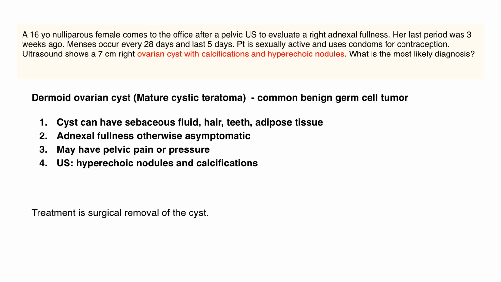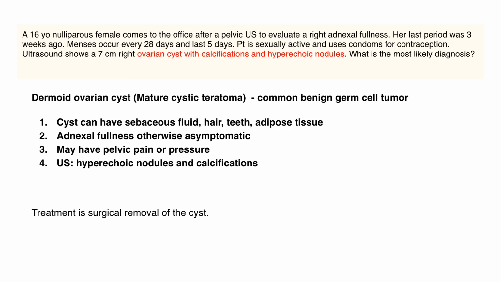So this patient has a dermoid ovarian cyst, which is a mature cystic teratoma. It's a common benign germ cell tumor. The cyst can have sebaceous fluid, hair, teeth, adipose tissue. Patient might experience adnexal fullness or can be otherwise asymptomatic. Patient may have pelvic pain or pressure, and like I mentioned before, on ultrasound, she can have hyperechoic nodules and calcifications. And the treatment is usually a surgical removal of the cyst.